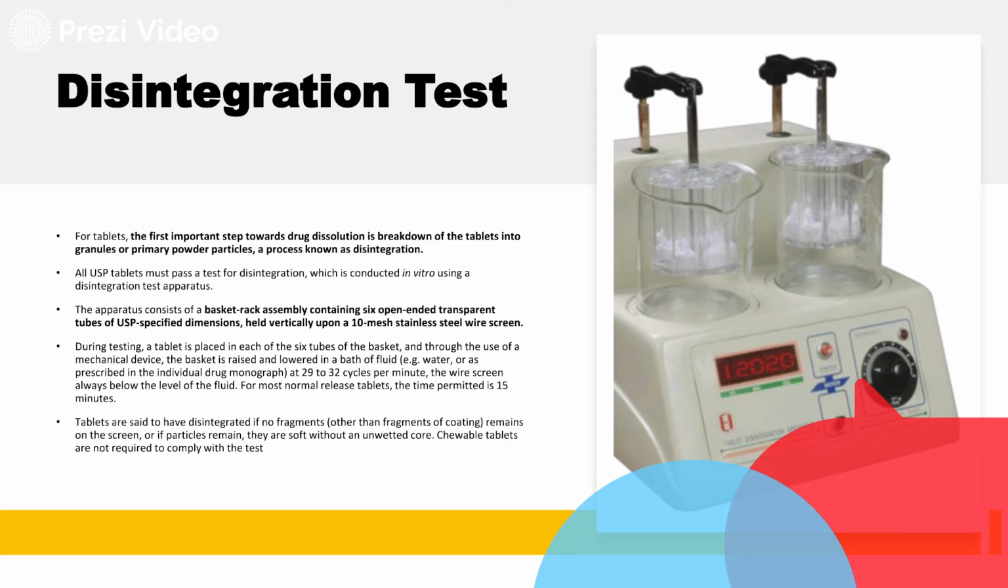For most normal release tablets, the time permitted is 15 minutes. When we talk about uncoated tablets, mostly it is 15 minutes. So the USP says that the tablet should be able to disintegrate within 15 minutes. Now a few questions are raised in different types of examinations. For example, what are the cycles per minute? You have to memorize these points, like 29 to 32 cycles per minute.